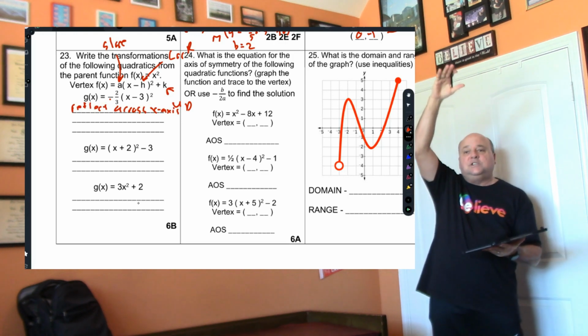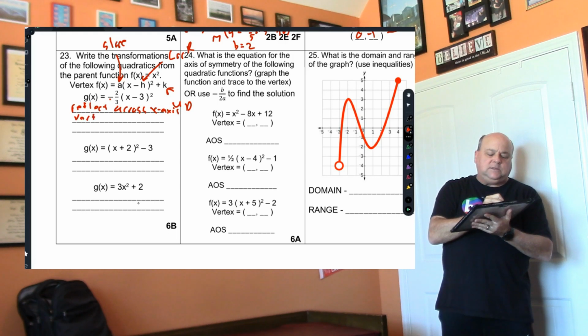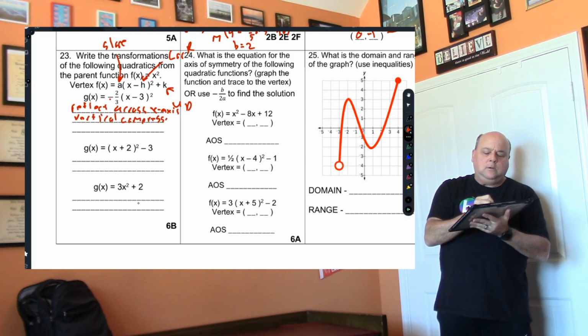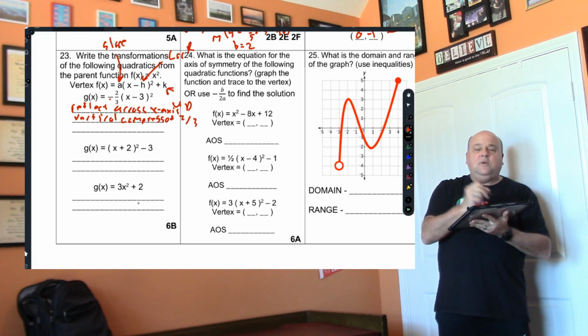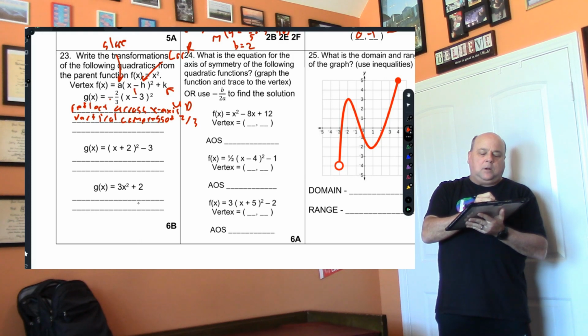The 2/3 is going to vertically compress it. It's going to make it wider. So that's a vertical compress of 2/3. And then remember the number inside the parentheses is opposite. So this is going to be a +3.